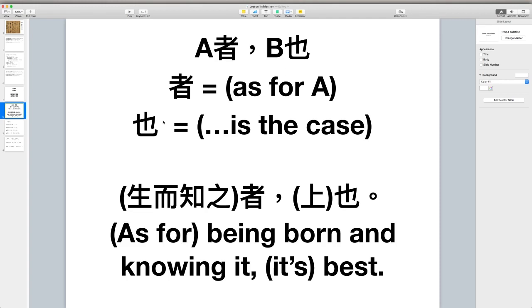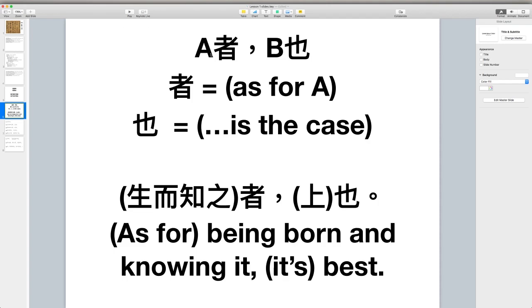Topic comment is a different type of sentence structure than what we're used to. We're used to subject predicate, right? Where every sentence has to have a subject, even if it's implied, and then it has a predicate. In classical Chinese, there are subject predicate sentences, I should say subject predicate and topic comment are tools that you can use to analyze a sentence. But as we'll see, topic comment is extremely common. And if you're not familiar with what that means, you'll become a lot more familiar with it over the next few weeks. So don't worry too much.